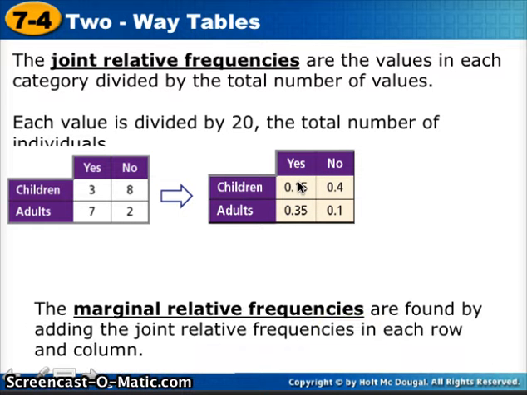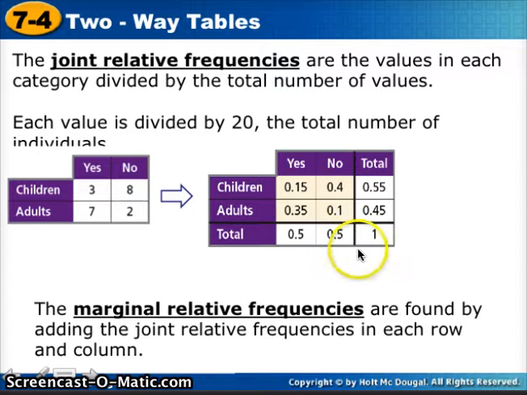Now, the marginal relative frequencies are found by adding the joint relative frequencies in each row and column. If we add up each row going across and each column going down and get the totals, those totals are the marginal relative frequencies. Notice that the marginal relative frequencies add to 1. It should add to 1 every time. That's how you can know you're right.